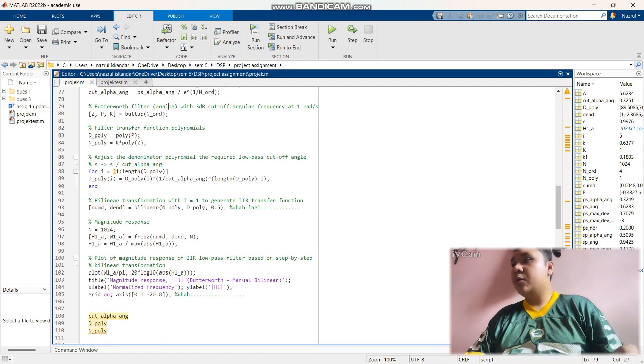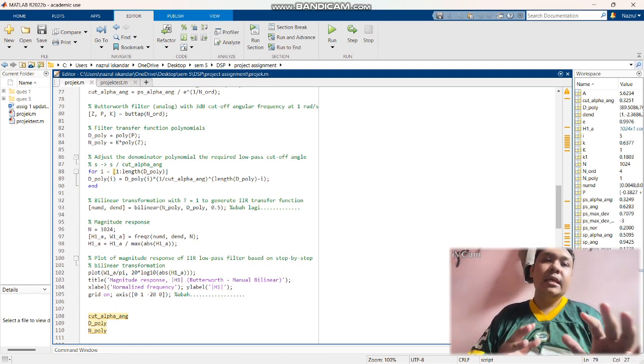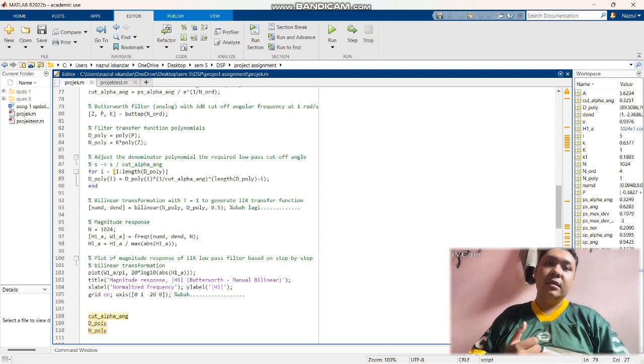For part 2 we try to find the cutoff angle, the D polynomial and N polynomial. Basically, the cutoff angle represents the 3 dB cutoff angular frequency of the designed filter. It is the angular frequency at which the magnitude response of the filter is -3 decibel. D-poly is the denominator polynomial of the filter transfer function in the Laplace domain, as an analog filter.